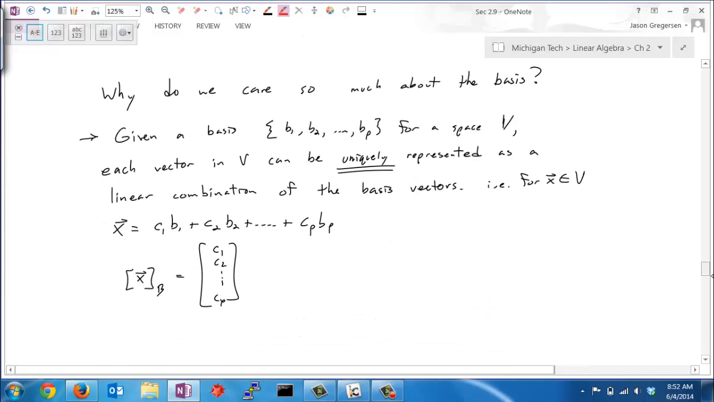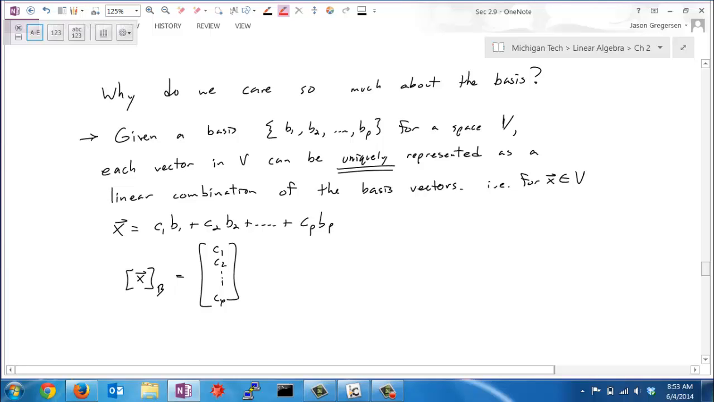All right, so why do we care so much about basis vectors? We spend a lot of time talking about basis vectors. They're the building blocks, right? They are the smallest number of vectors that you can use to generate any other vector in the space. Given a basis for a space V, each vector in V can be uniquely represented as a linear combination of the basis vectors. Remember, uniquely because they have to be linearly independent.